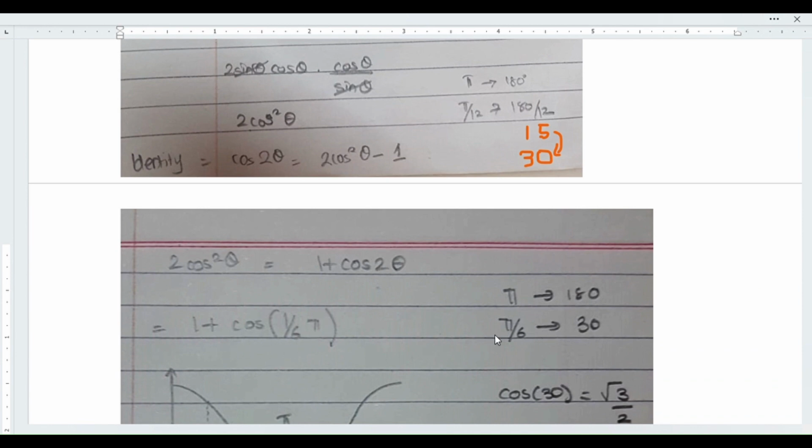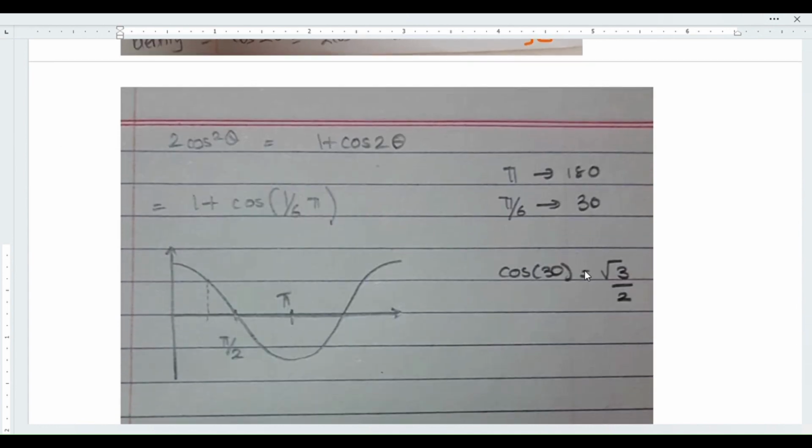Now, as we discussed above, pi over 6 radians corresponds to 30 degrees. Cos of 30 is quite a popular number. Like I know sine of 30 is half, so cos of 30 is root 3 over 2. That's why my answer is simply going to be 1 plus root 3 over 2.